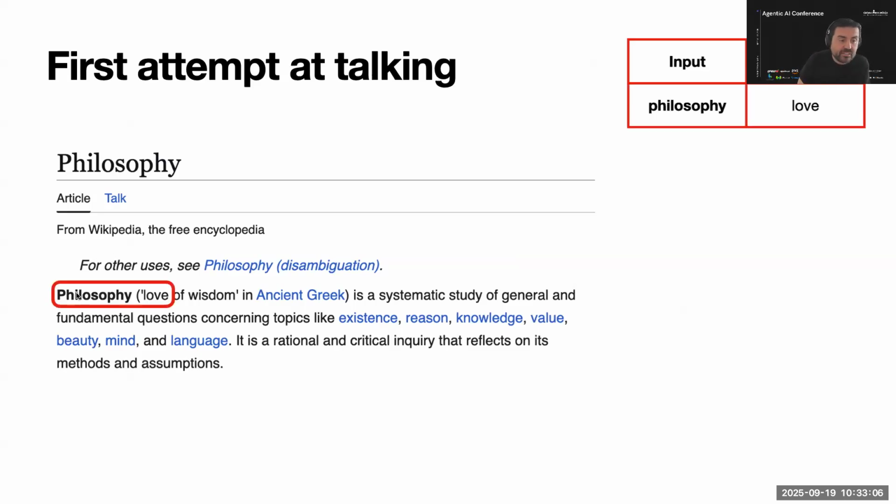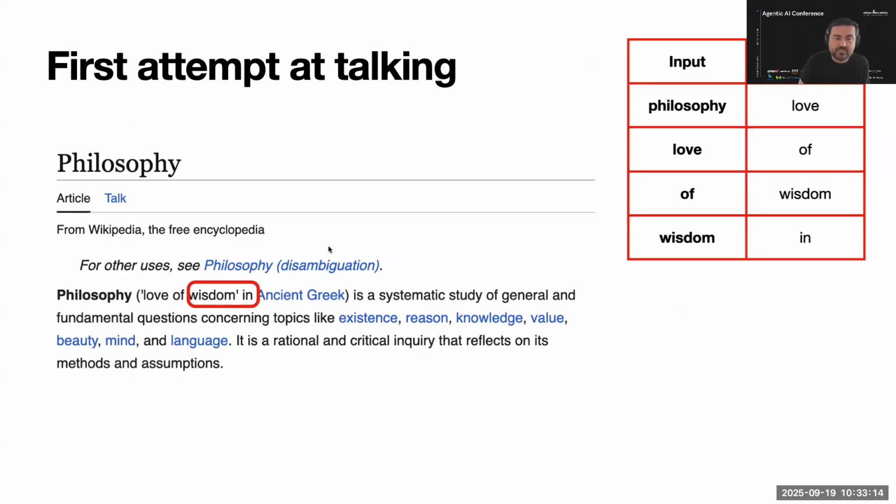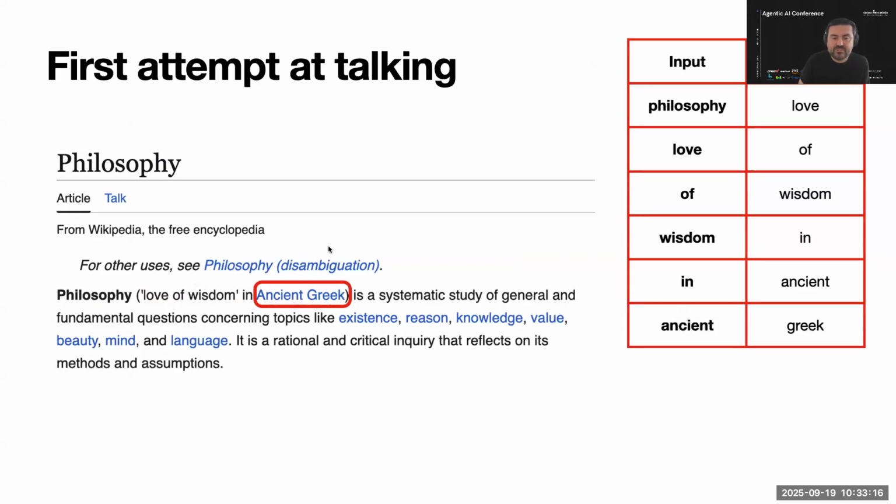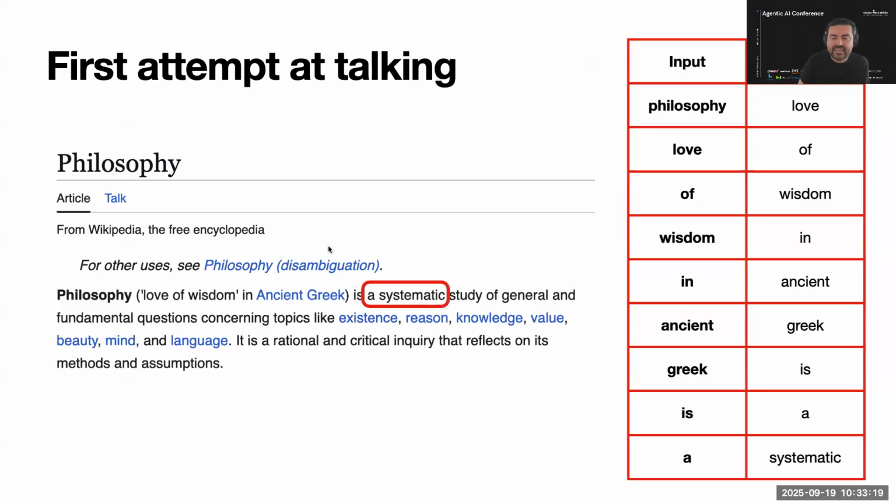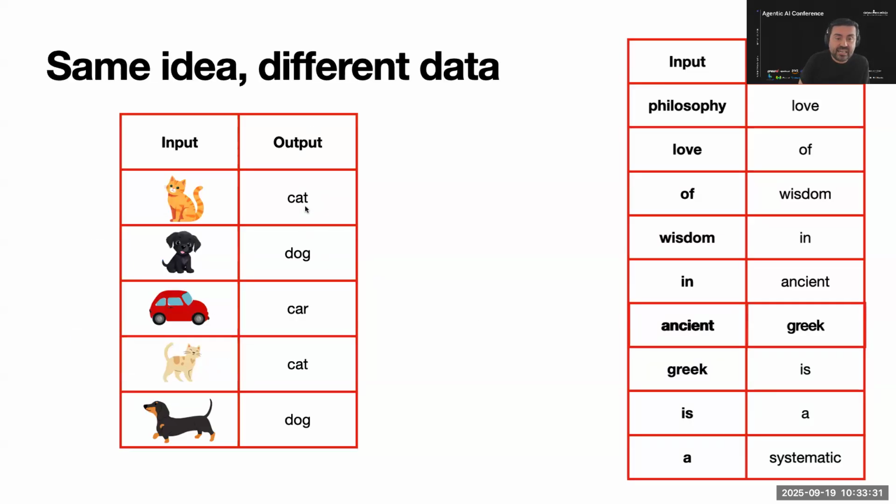Okay, so for example, the next word after philosophy is love. I add that to my data set. The next word after love is of. I add that to my data set. Of wisdom, wisdom in ancient Greek. Greek is asystematic. Okay, so I'm going to teach my neural network not to recognize a cat, but to recognize the next word in a sentence, and I fill this data set. So just like I had images and dogs, cats, and others, then I have words and the next word. So I'm going to train a data set to mimic this instead of this.